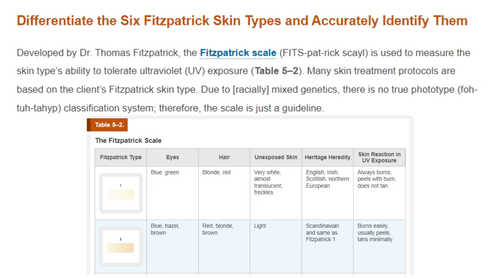Differentiate the 6 Fitzpatrick skin types and accurately identify them. Developed by Dr. Thomas Fitzpatrick, the Fitzpatrick scale is used to measure the skin type's ability to tolerate ultraviolet, UV, exposure, Table 5.2. Many skin treatment protocols are based on the client's Fitzpatrick skin type. Due to racially mixed genetics, there is no true phototype classification system, therefore, the scale is just a guideline.